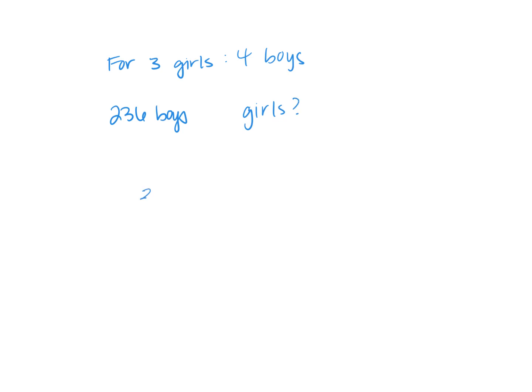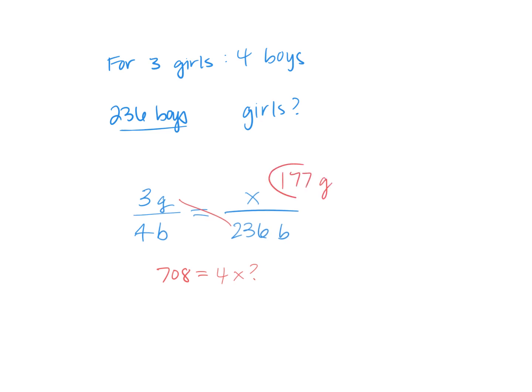I'm going to set up a ratio. I'm going to say for every 3 girls, there are 4 boys. So if I have 236 boys, I can put 236 boys right across from it, and I'm going to find that. So my last step would be, I can do it this way, or another way. I can say, okay, I'm going to do 3 times 236. That gives me 708. So 4 times something is also 708. So I'm going to divide that by 4, and I end up with 177 girls.